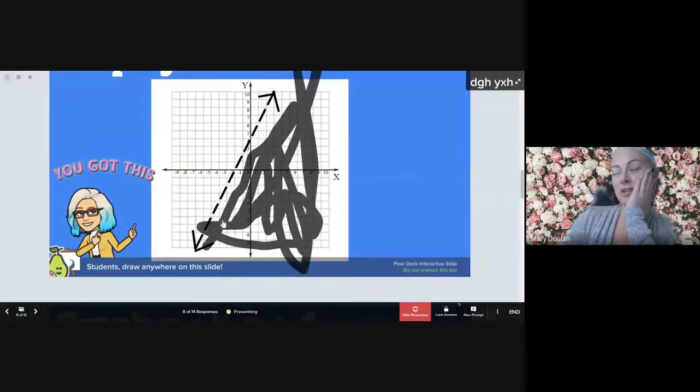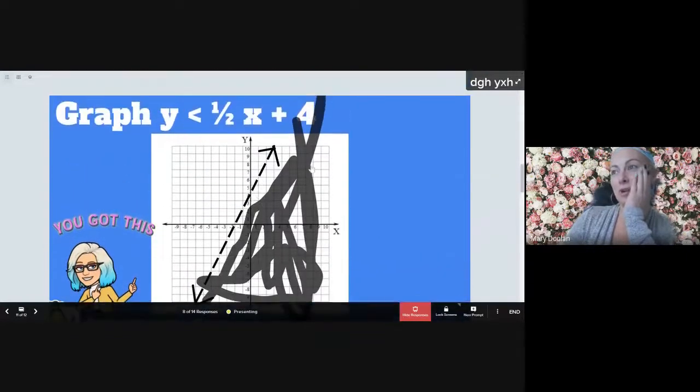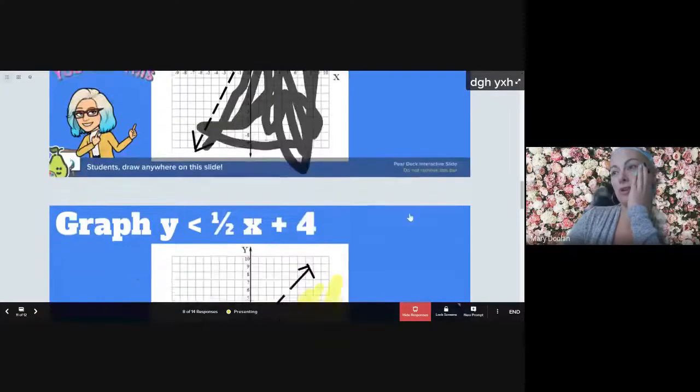This one shaded correctly, dashed line, we passed that 4. The only problem here is the slope is slightly off. The slope is rise over run, 1/2, and we did up 2/1. You want to do up 1/2, but you're very, very close.